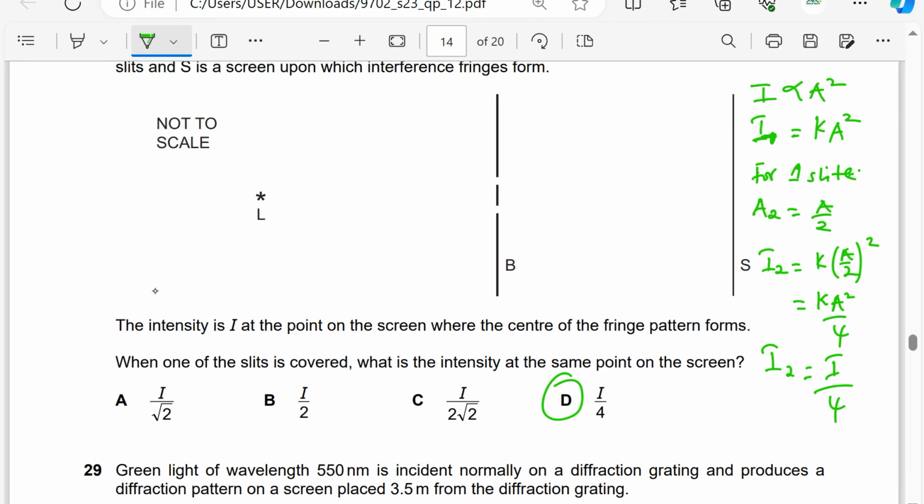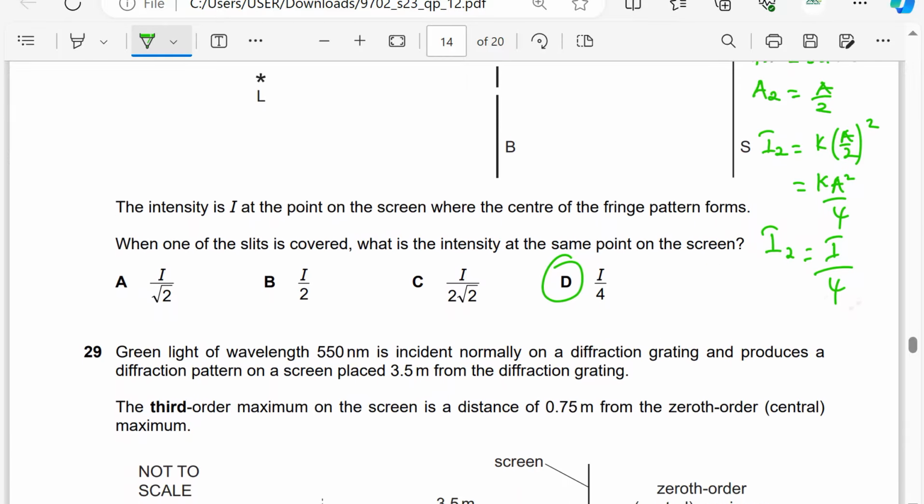For one slit, the amplitude must be halved, since it is now one slit. But the intensity is directly proportional to the amplitude squared. So the second intensity, when we are having only one hole, is going to be K times (A over 2) squared, which becomes Ka squared over 4. And since Ka squared was I, the incident intensity when there were two slits, it becomes I divided by 4. The answer is D.